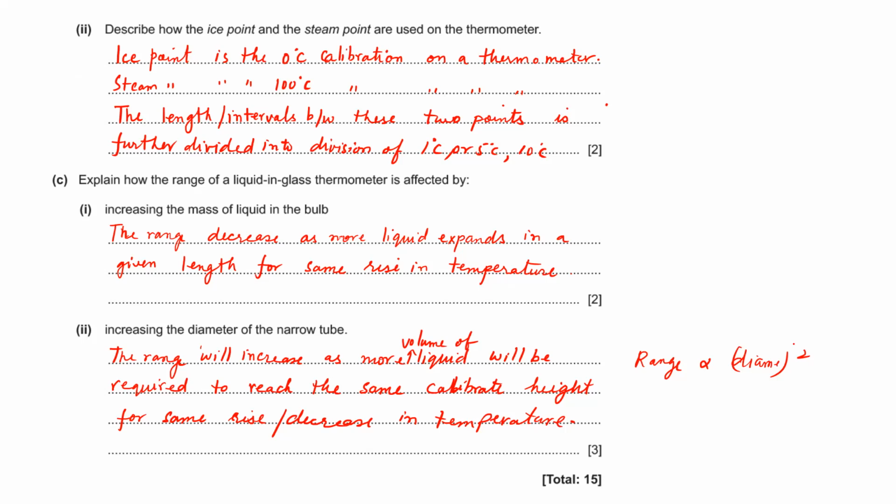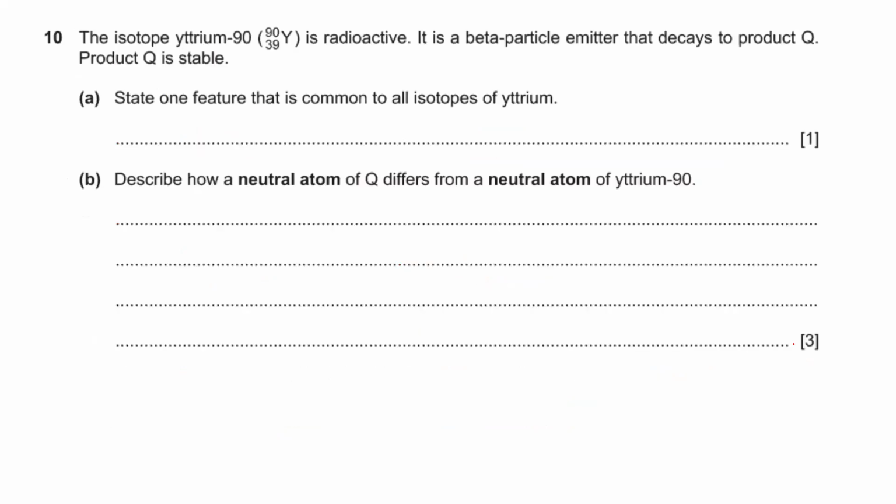Okay, so next part, it's question number 10. It says the isotope yttrium 90, or Y 90 39, is radioactive. It is a beta particle emitter that decays to the product Q. The product Q is stable. State one feature that is common to all isotopes of yttrium.